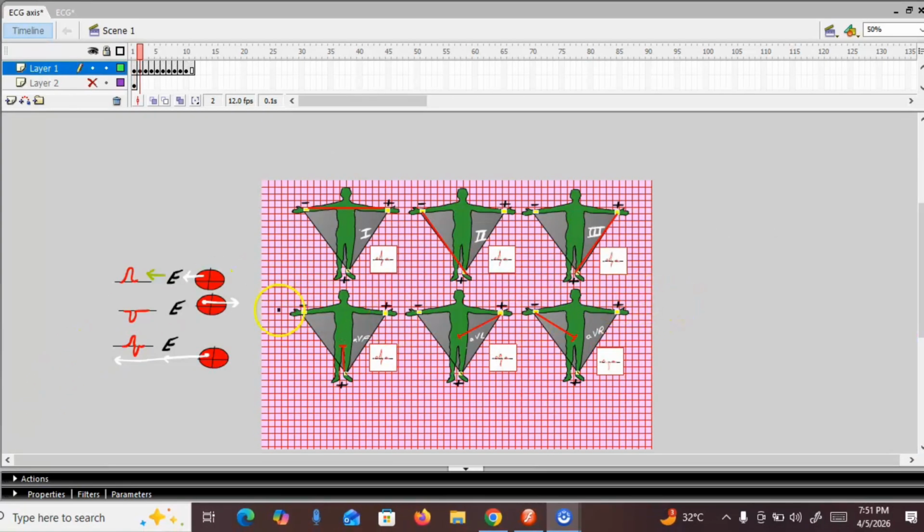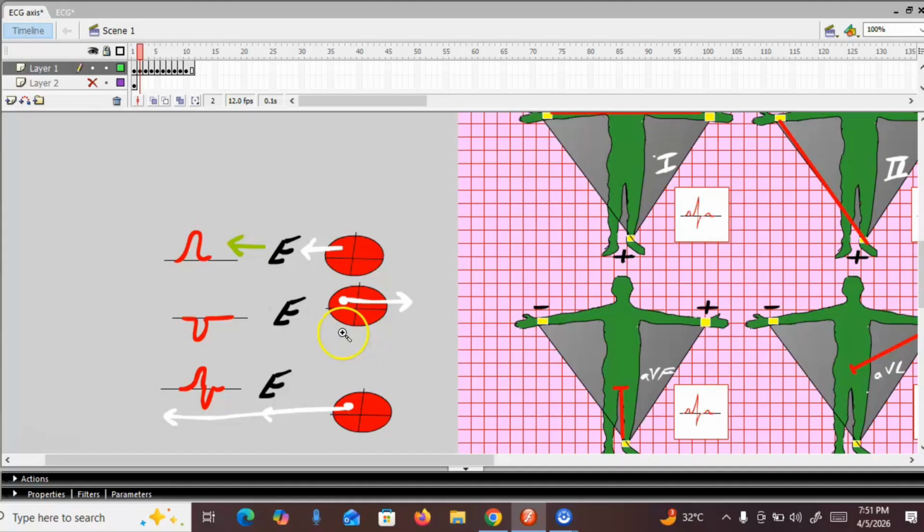If we consider the vectors, see here, this is the heart, this is the electrode, and this is the output. Now if the impulse is going towards the electrode, you will get a positive deflection. If the impulse is going away from the electrode, you will get a negative deflection. I'll repeat again. If the impulse is going towards the electrode, you will get a positive deflection as seen over here. If the impulse goes away from the electrode, you will get a negative deflection as seen over here.